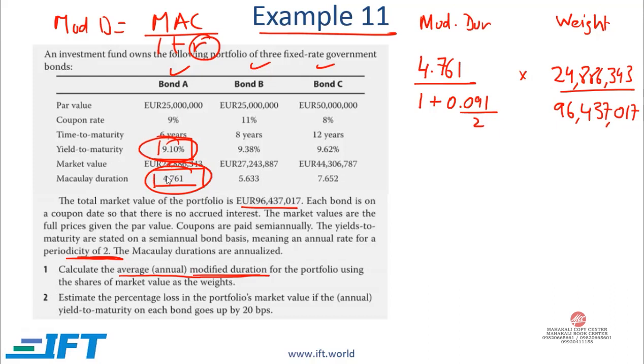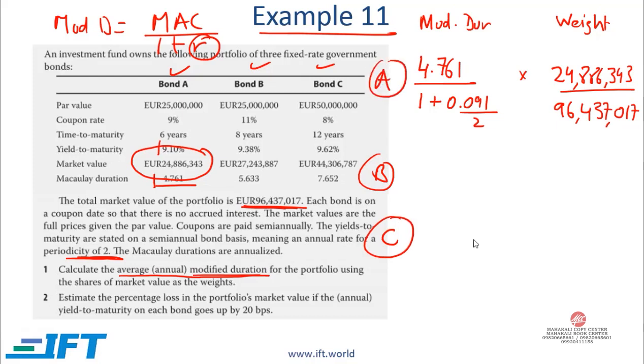For the weight, we take the market value, which is shown right here, divided by the overall market value for the portfolio, which is given here. You need to do the same for bonds B and C. This is bond A, and then add the three numbers. What you should then get is 6.0495. This is the duration or the modified duration of the overall portfolio.